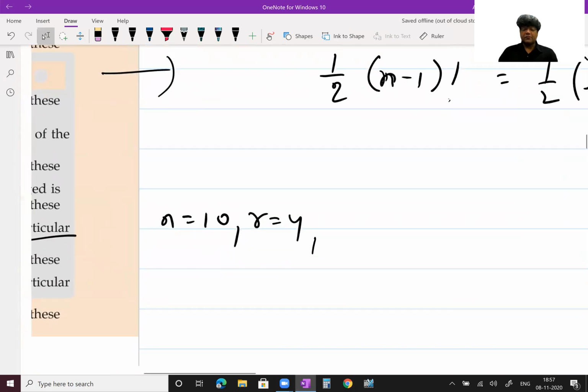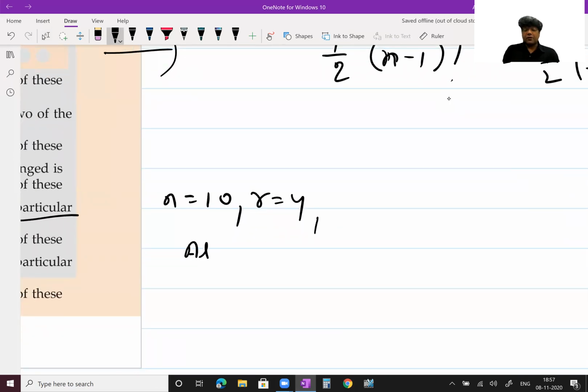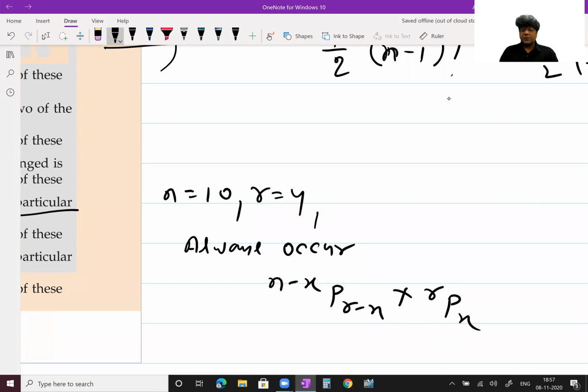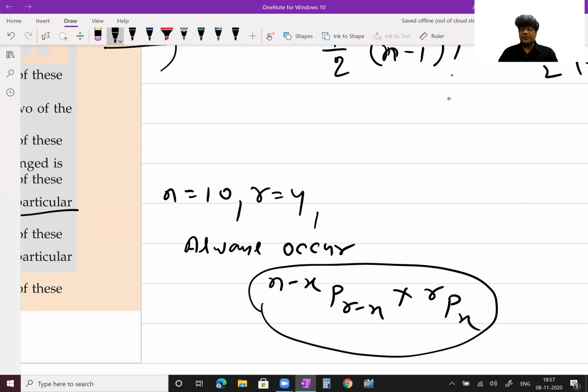I have given you a formula for this. Formula for what? Always occur. Remember, this is not always occur together. This is always occur. And what is the formula? n minus x P r minus x into r P x. This formula is for permutation of n different things taken r at a time, where x number of particular things always occur.